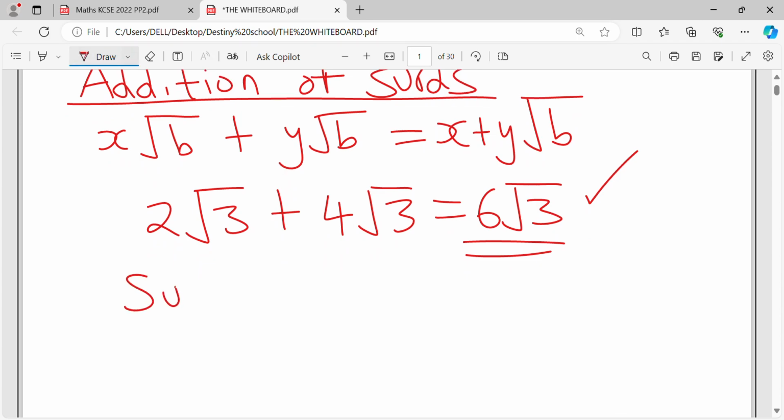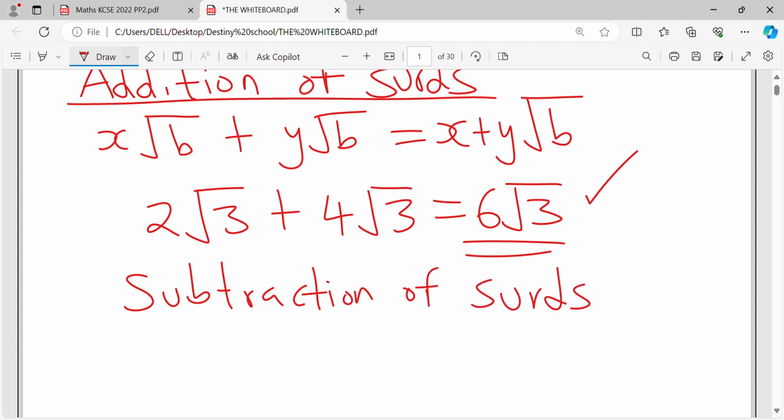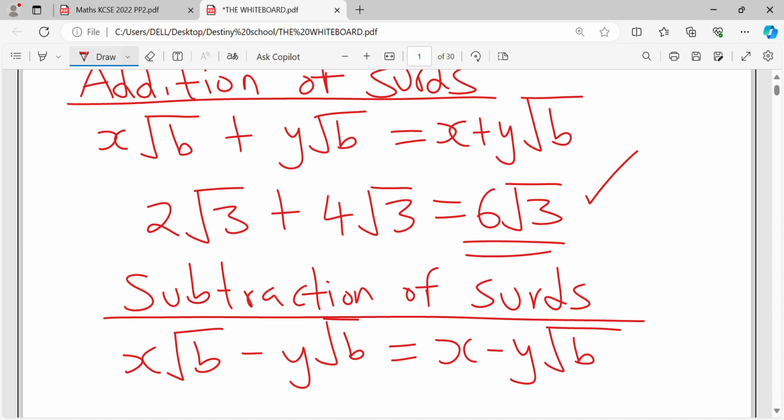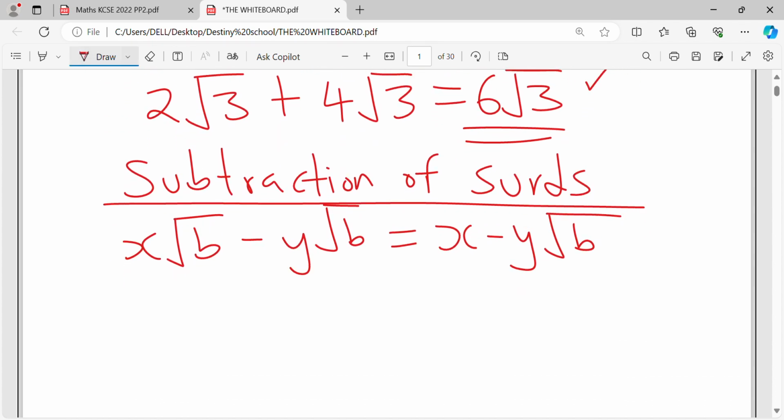The same way you add surds is the same way you subtract surds. So let's see how we subtract surds. Using the same algebra, x into root of b, this time we are subtracting, minus y into root of b. So you just subtract what is outside the root, then you just retain what is inside the root. But you ensure that they are of like terms.